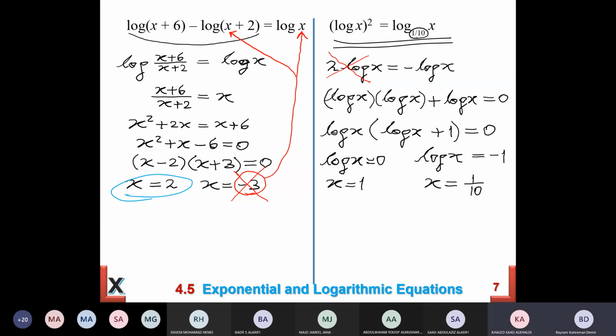All right. We have to make sure we know what the domain is and what the range is. The domain is the x, so x cannot be 0 or negative. But the range, meaning the logarithm of x, can be any number from negative infinity to positive infinity. So x is 1 and x is 1/10, both of them are okay. Both of them are not rejected.